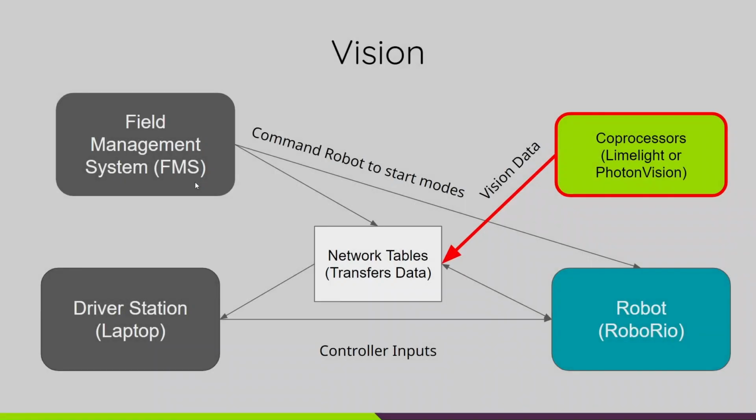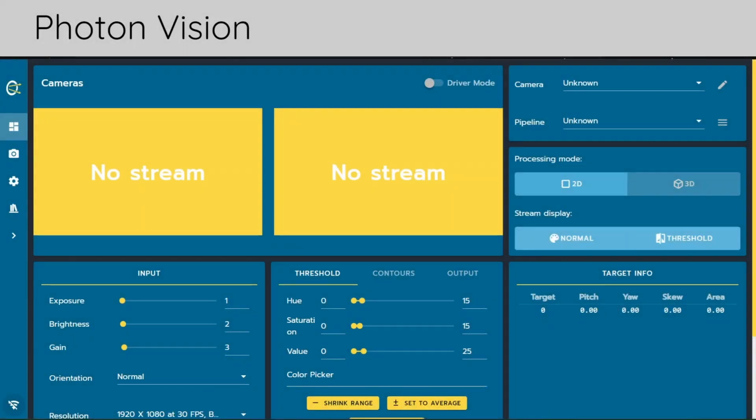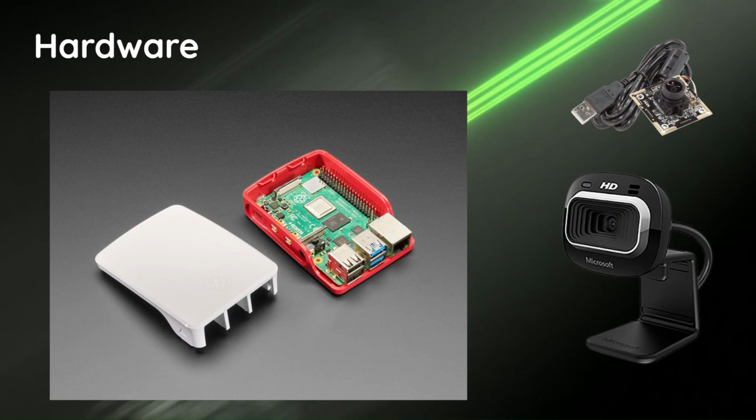Okay, lastly, let's talk about our vision. Our coprocessors run software called Photon Vision, which allows us to choose between multiple different targeting modes for our cameras. The gold standard in FRC is to use the Limelight, which has a processor, camera, and lights built in. But our setup has a Raspberry Pi and a couple of USB cameras, and we found running Photon Vision that's all we need.